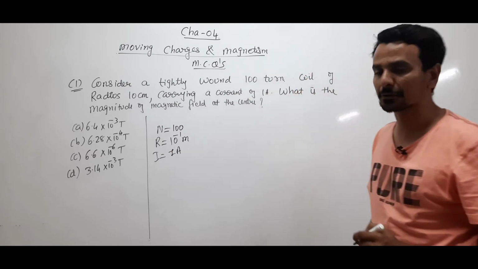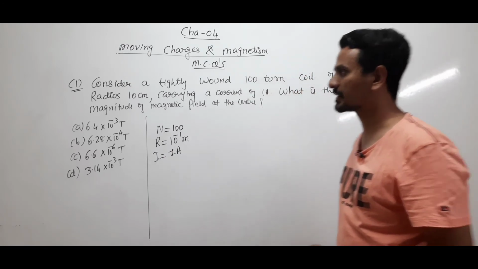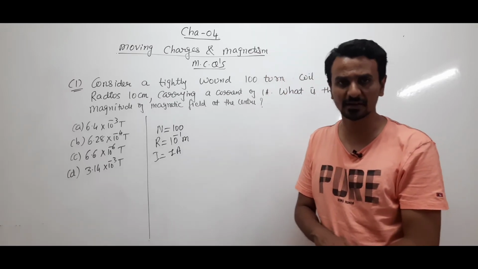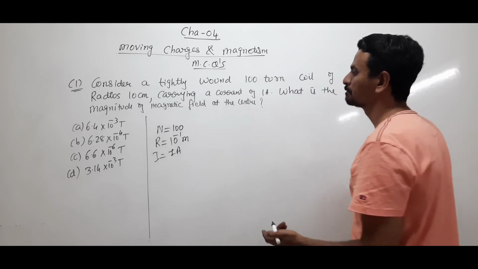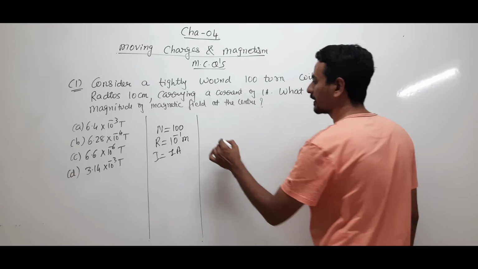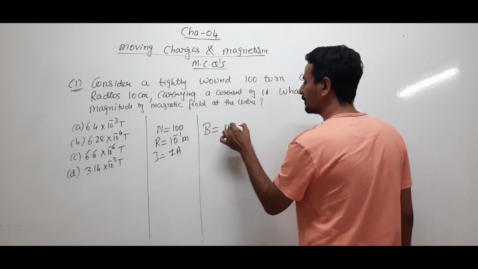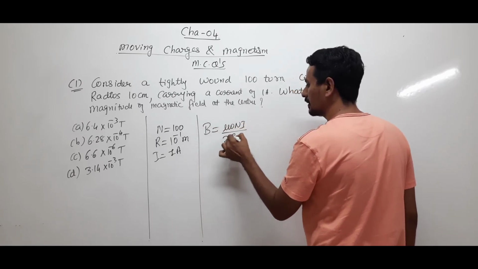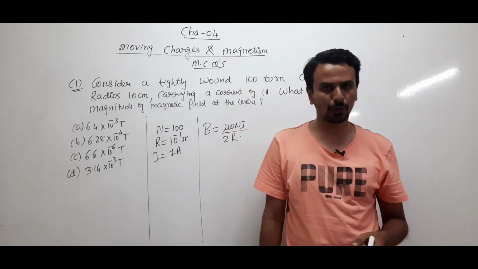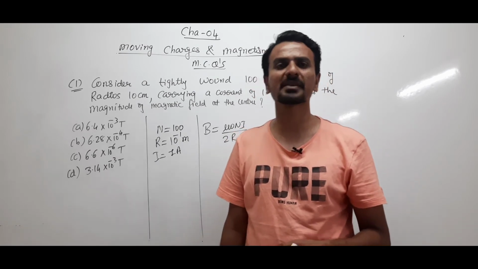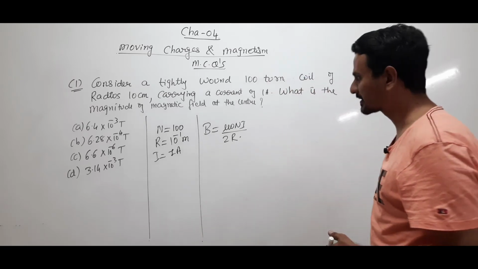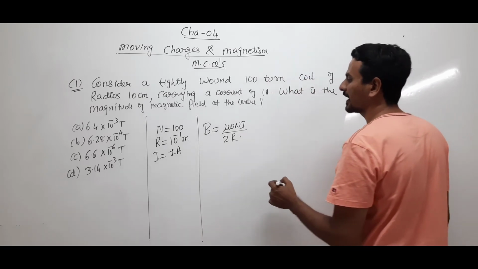You have been told to calculate the magnitude of magnetic field at the center. This is your textbook example. So basically we want to find the magnetic field at the center. For the ring, magnetic field at the center is mu naught N I by 2r, right? For the axis it was mu naught N I a square upon 2 times (a square plus x square) raised to 3 by 2. That is the magnetic field for a ring along the axis. For the center it will be mu naught N I by 2r.